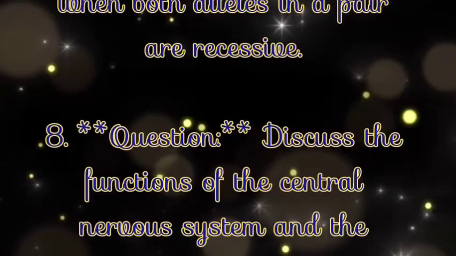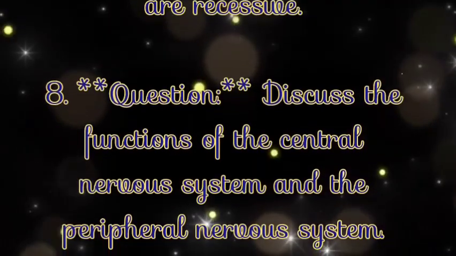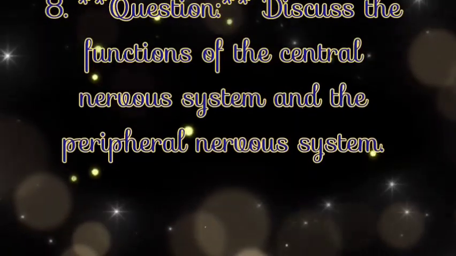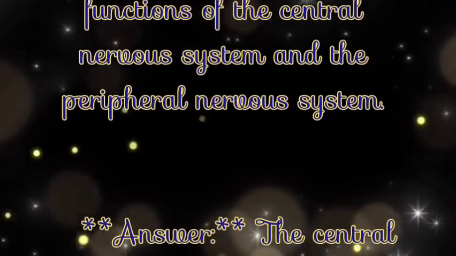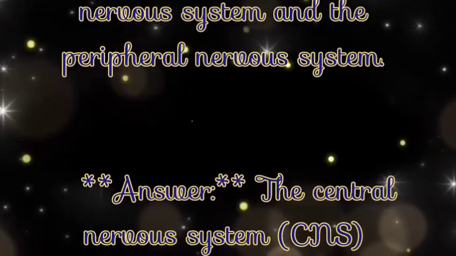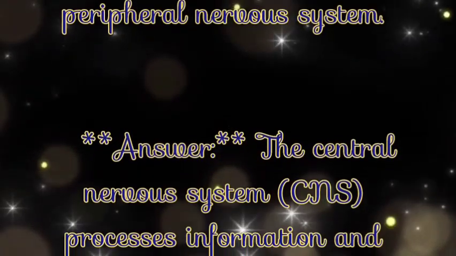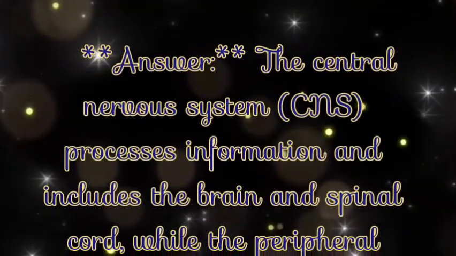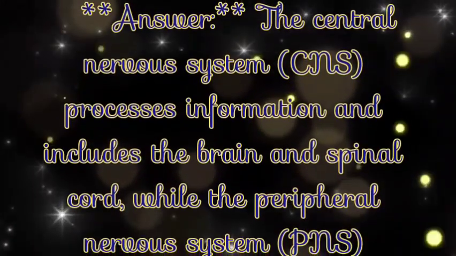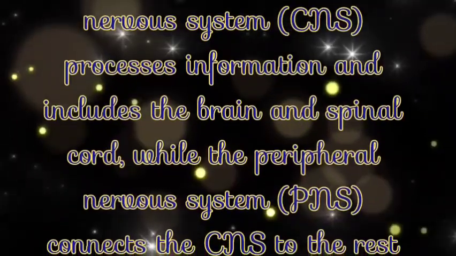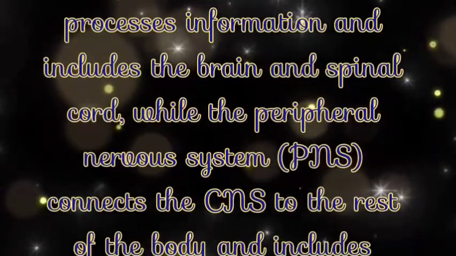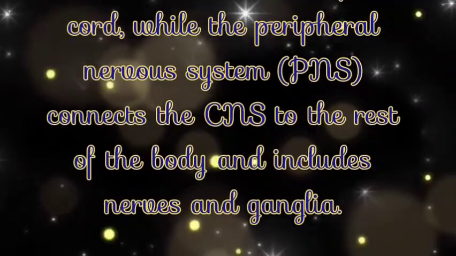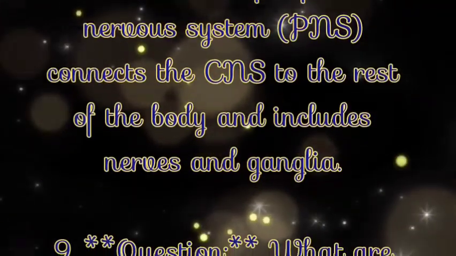Question number 8. Discuss the function of the central nervous system and the peripheral nervous system. Answer: The central nervous system, CNS, processes information and includes the brain and the spinal cord, while the peripheral nervous system, PNS, connects the CNS to the rest of the body and includes nerves and ganglia.